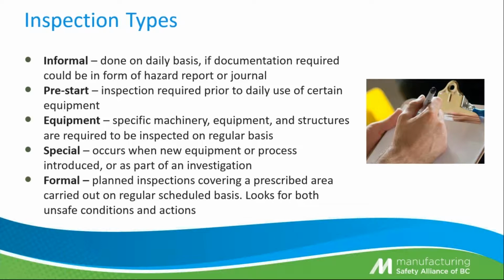Equipment-specific machinery can also require pre-use inspections to make sure that they're safe to operate before starting. Special inspections occur when new equipment or processes are introduced, or as a part of an investigation or an unplanned event, such as a truck going off the road. When it's pulled back on the road, someone needs to inspect it to ensure that it's safe to operate.